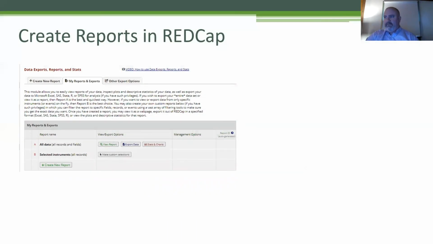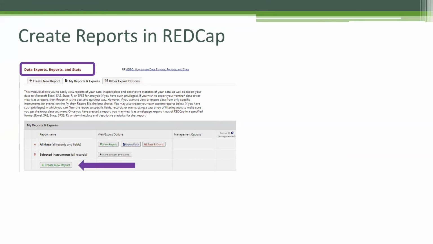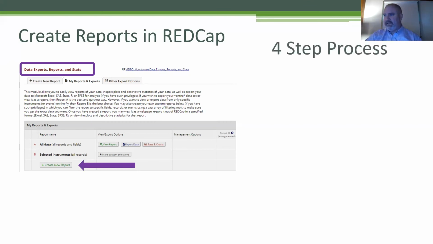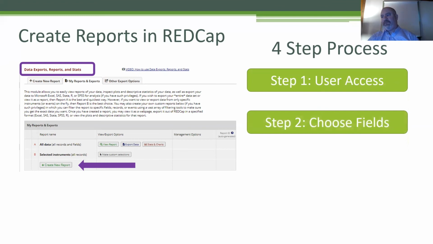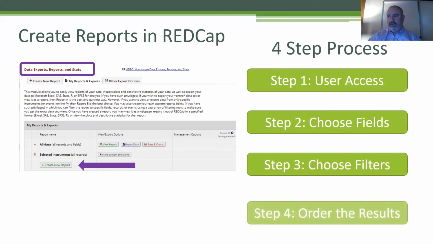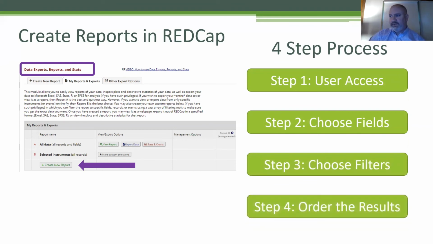We're going to look next at REDCap reports and how to create reports in REDCap. To create a new report, click on the Data Exports, Reports, and Stats section and click Create a New Report. And then it's a 4-step process. Step 1 is user access, choosing who can edit and view the report. You want to choose which fields to include in the report, choose which filters, if any, and how you want the results ordered.